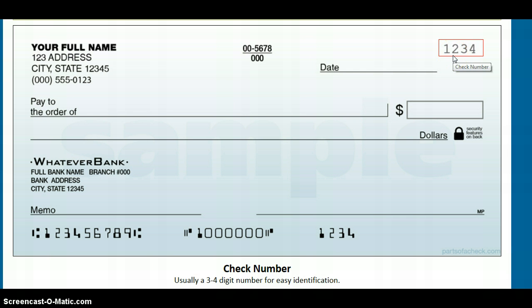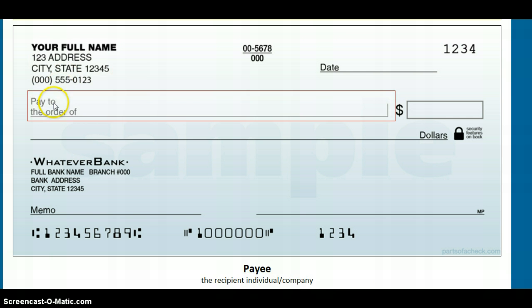And up here is the check number, usually 3 to 4 digits for easy identification. Sometimes if you're banking online and you get charged through your bank account and you don't remember ever writing the check, this number will allow you to identify which check it was and what you wrote it for.